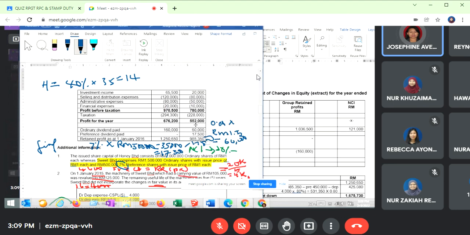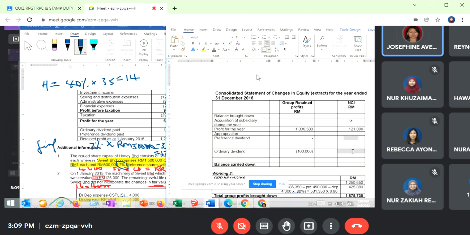Then what about the 60,000 and the 17 and the 35,000? Remember that the subsidiary already appropriated final dividend as well. So what do we do with that? So that dividend, which is paid by the subsidiary, will not be taken out from the group profit, because we do cancellation. The NCI portion will be transferred to the NCI account.